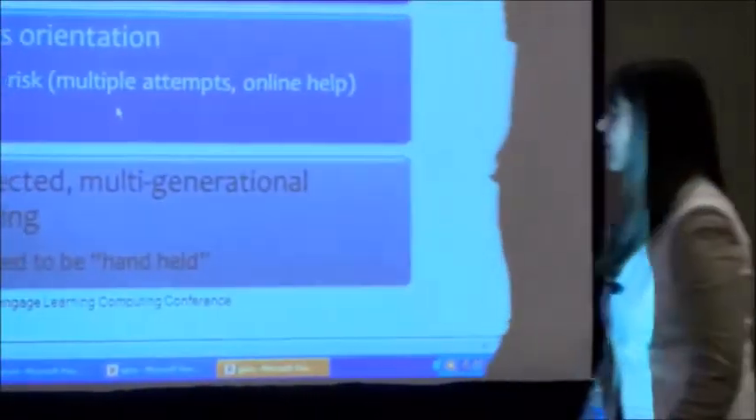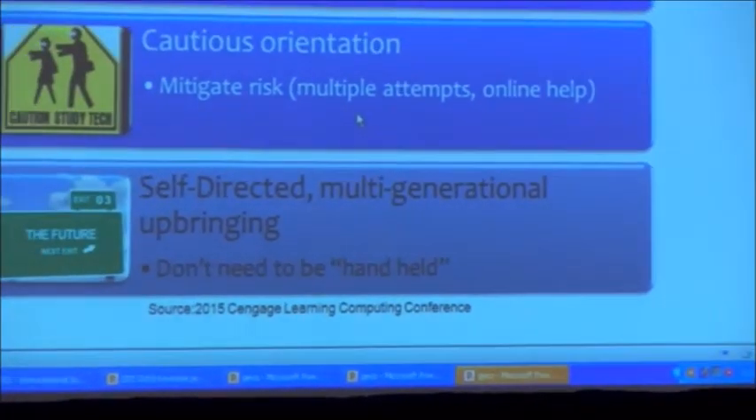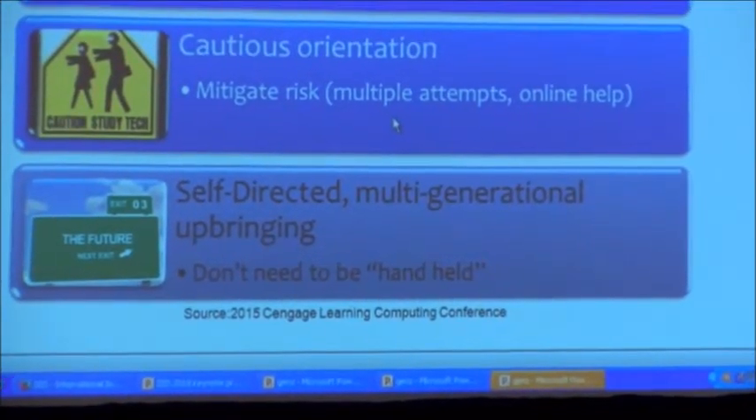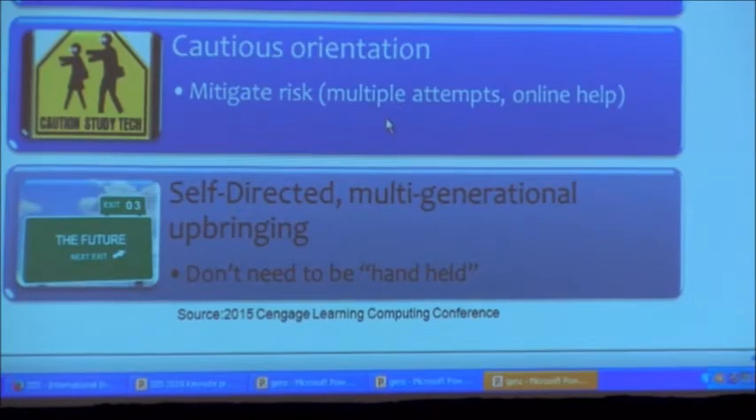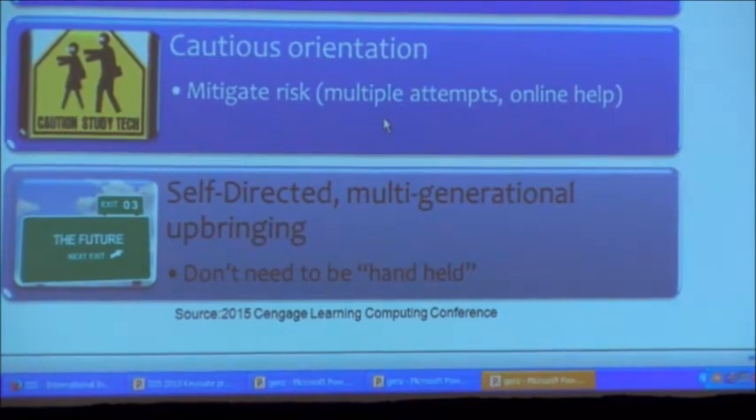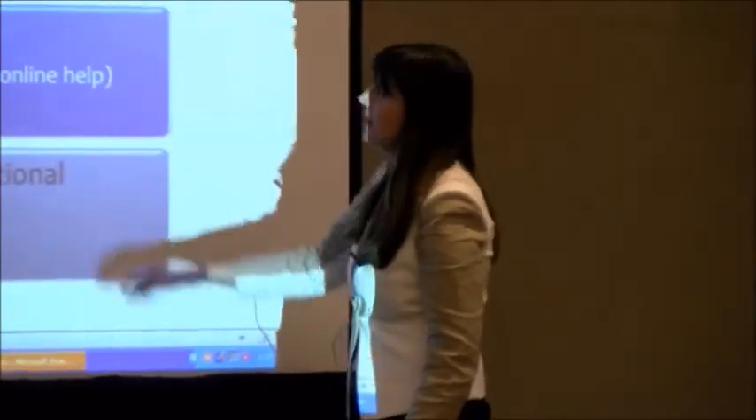There was a conference from the Cengage Learning Computing Conference, and they came up with what all this means for your classes. It was interesting that I got this from there. I thought it's true. Pragmatic orientation, your more cautious orientation.